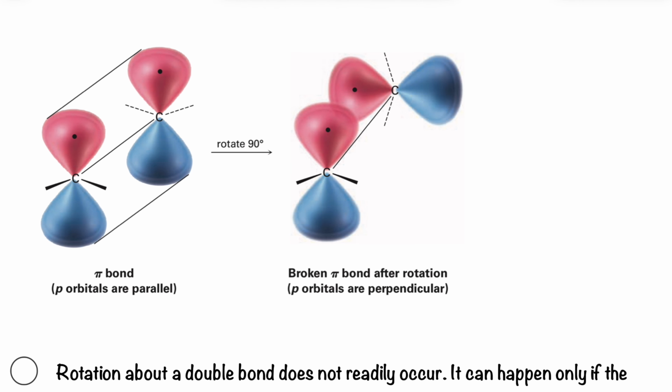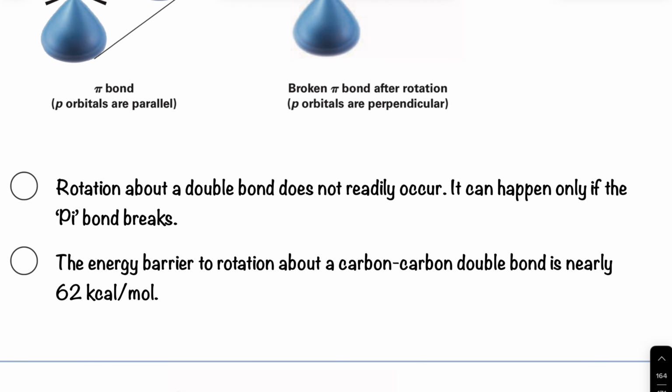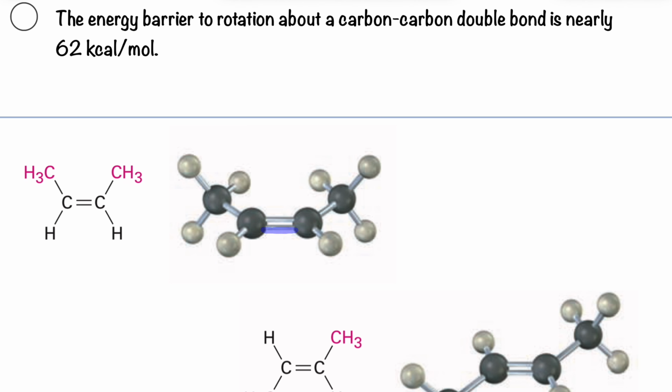That is possible when you supply 62 kilocalories per mole. But at room temperature, that amount of energy is not available. Therefore, the CC double bond is rigid. You can see this exactly when you are trying to rotate this particular portion around that particular bond.